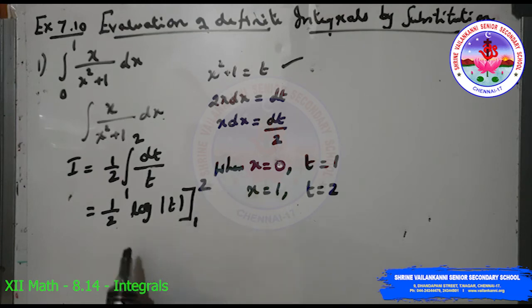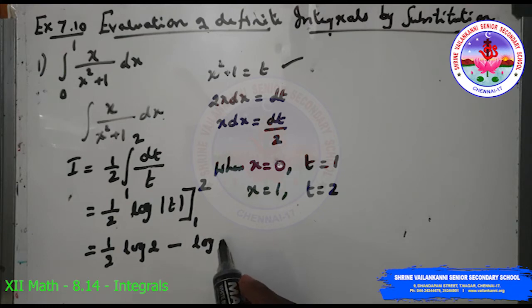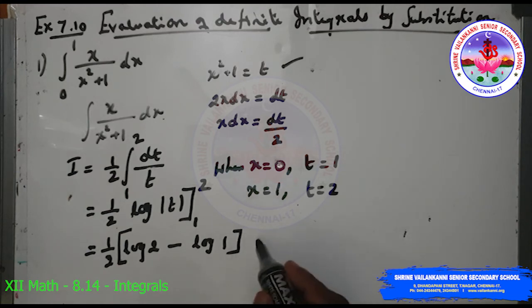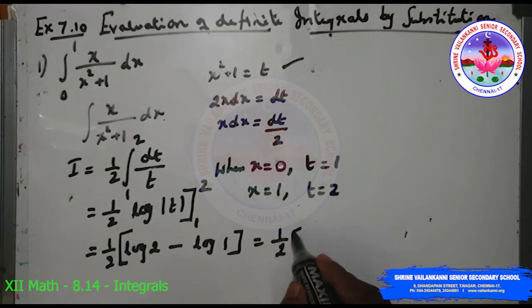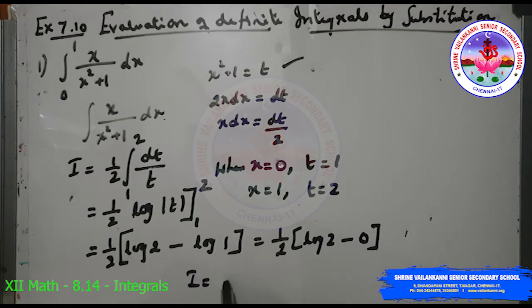We have to substitute upper limit minus lower limit. So half of log 2 minus log 1, which is equal to half log 2, since log 1 is 0. So I equal to half log 2.